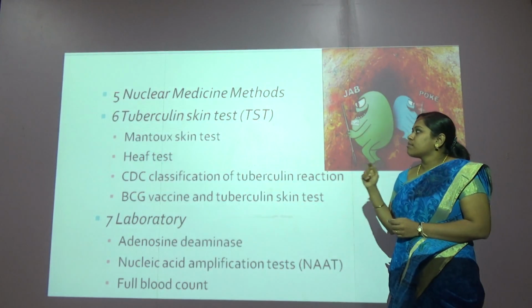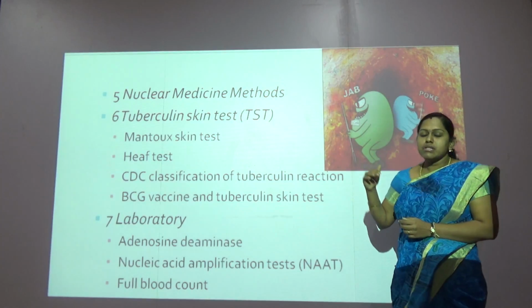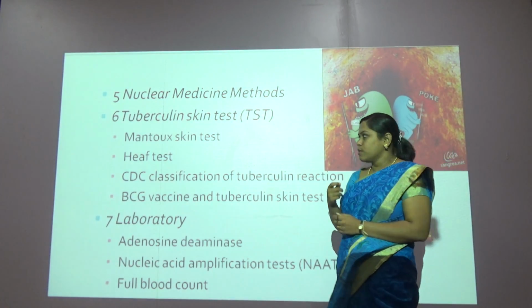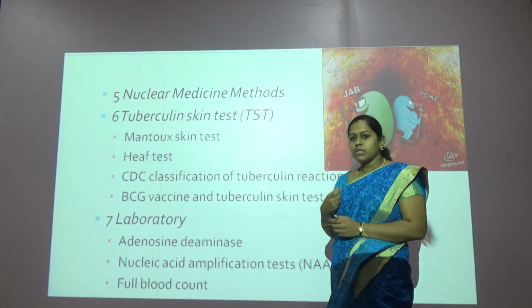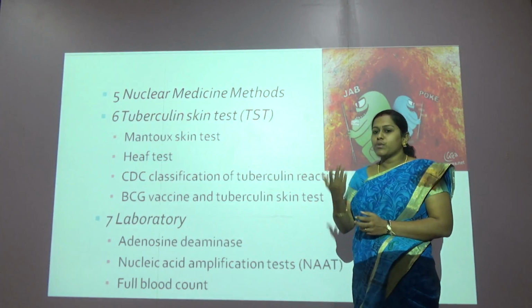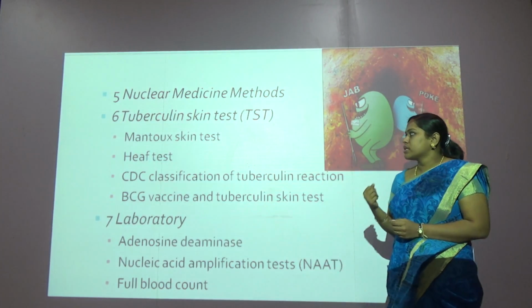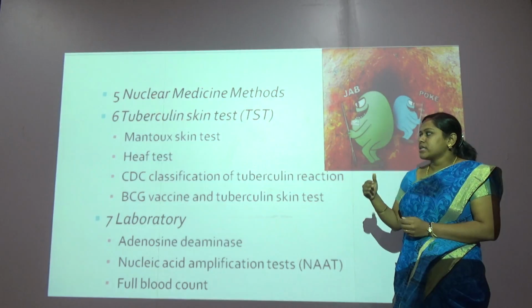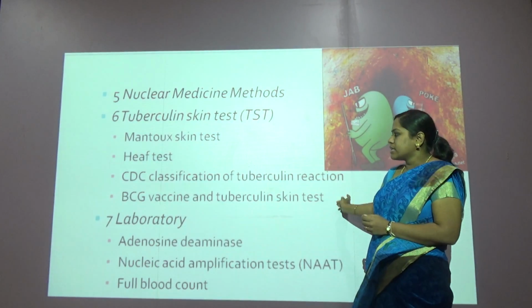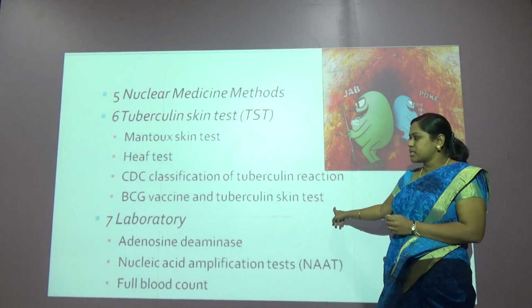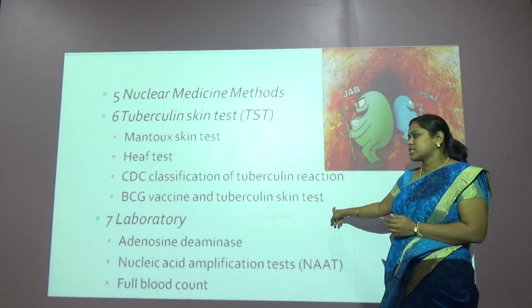The next one is nuclear medicine methods. In these methods, we give radioactive isotopes, in which the person is allowed to swallow a particular tablet and then the sputum will be collected. The next one is the tuberculin skin test. Under the tuberculin skin test, the Mantoux test, HIV test, CDC classification of test and BCG vaccine will be given, and then the tuberculin skin test will take place.